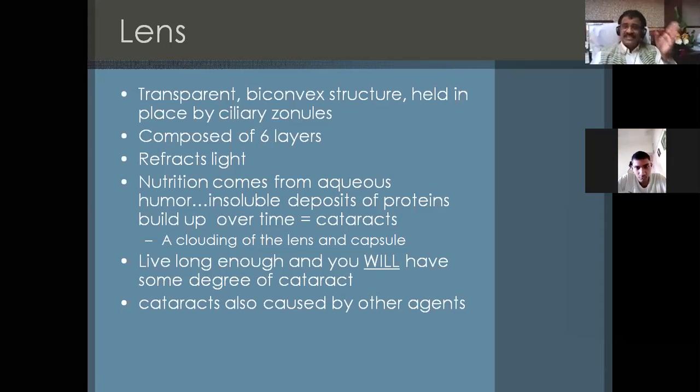So opacity is caused by these deposits of proteins on the lens, and the transparent lens eventually becomes an opaque lens, and the person eventually goes blind if it is more, and clouding of the lens and the capsule takes place. So that cataract has to be removed.